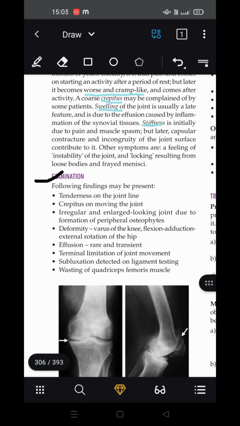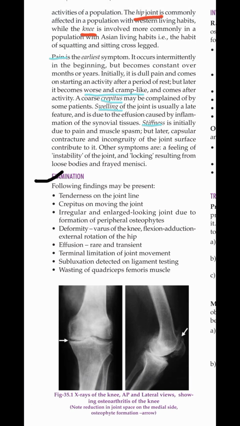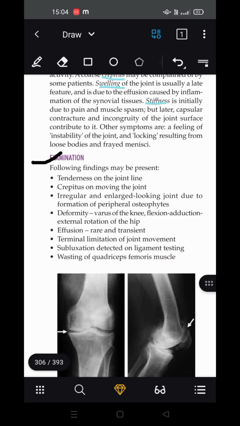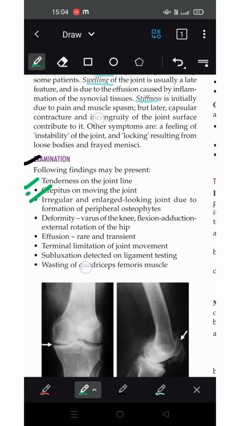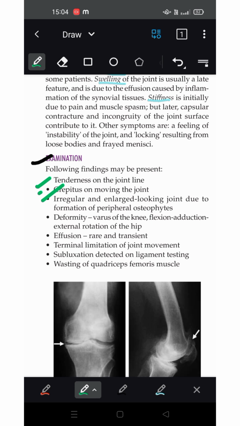So the following findings may be present. First one is tenderness on the joint line, crepitus on moving the joint, irregular and enlarged-looking joint due to the formation of peripheral osteophytes, deformity, varus of the knee, flexion, adduction, external rotation of the hip. Further, effusion, rare and transient, terminal limitation of joint movement, subluxation detected on ligament testing, and wasting of the quadriceps femoris muscle.